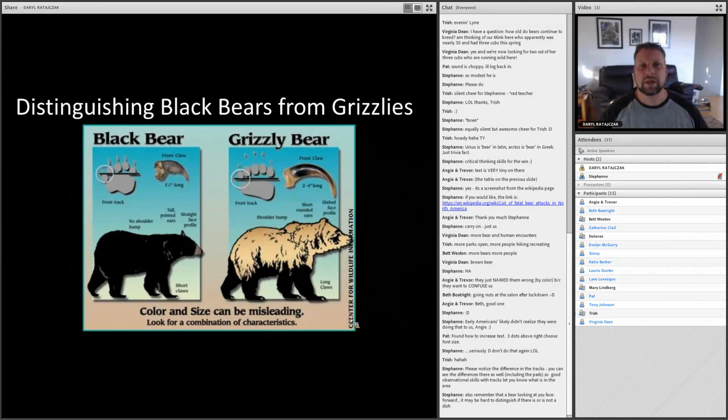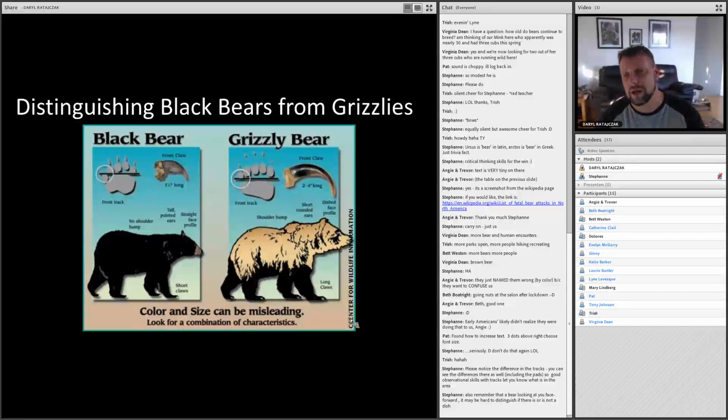All right, so here's another graphic. Exact same thing. They talk about the claws, the hump, the ears, and the face. And again, they even have the track differentiation here. But again, I won't go through it all. They say the exact same thing.